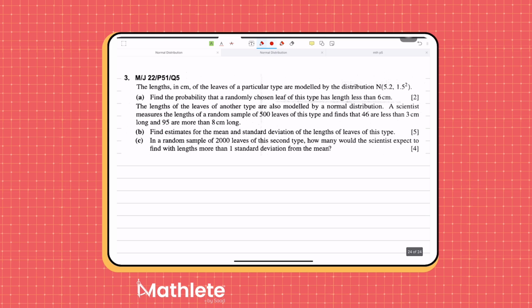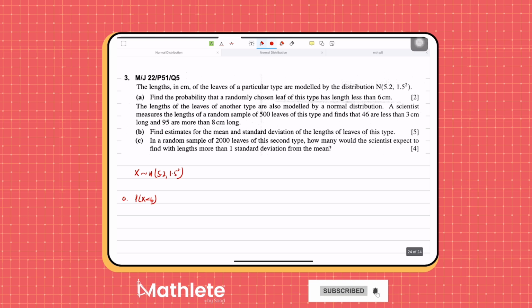Let's see. The question says the lengths in centimeters of the leaves of a particular type are modeled by the normal distribution 5.2, 1.5 squared. Find the probability that a randomly chosen leaf of this type has length less than 6 centimeters. So that means X is normally distributed with mean 5.2 and variance 1.5 squared. And we have to find out in the first part the probability that X is less than 6.